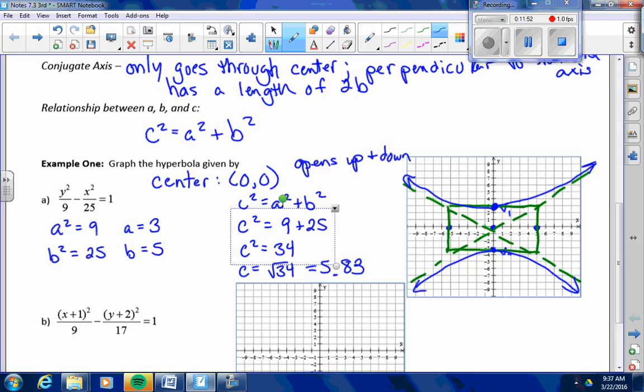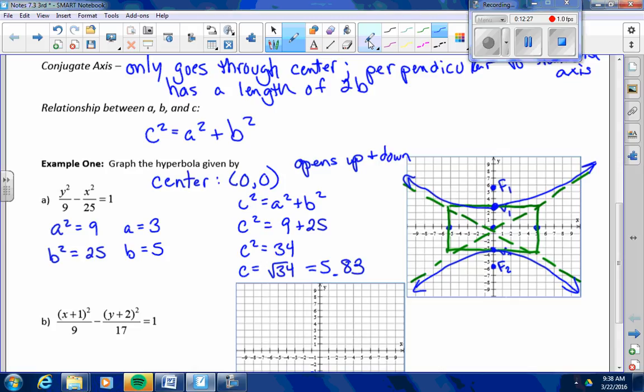So from the center, we need to go up and down 5.83 units because the focal points have to be just above and below each vertex. So from the center, we go up 5.83 units. There's our first focal point. And we go down 5.83 units, and there's our second focal point. Okay. Questions? Any questions?